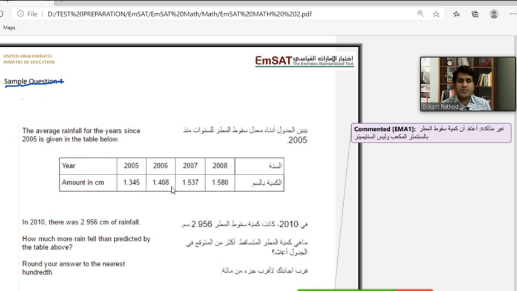2006 1.408, 2007 and 2008, they have given the values. Now in 2010 there was 2.956 centimeter of rainfall. How much more rainfall than predicted by the table above? So now, how much more rainfall has occurred in 2010 as compared to the rainfall predicted by the table above? Now, how do we predict the values?